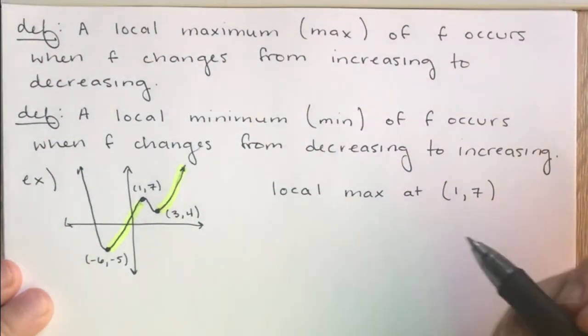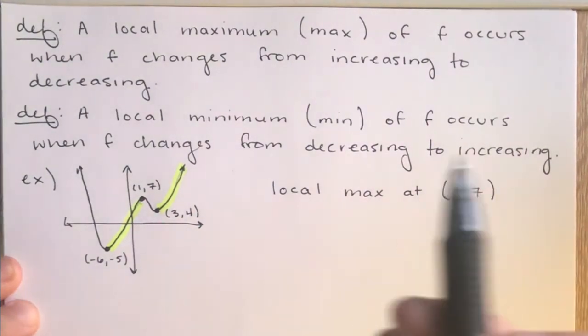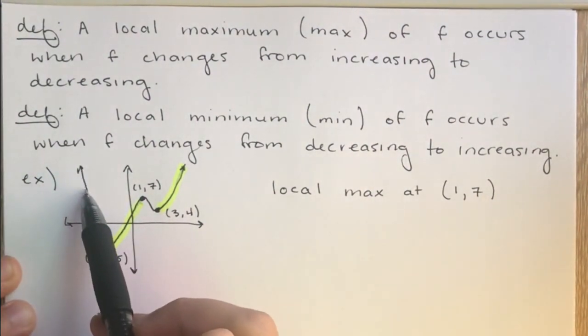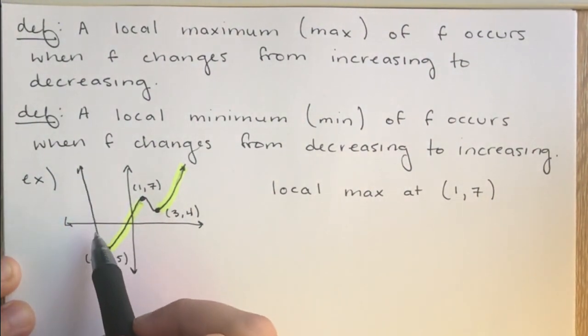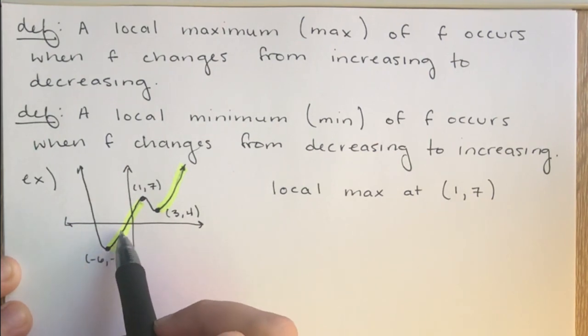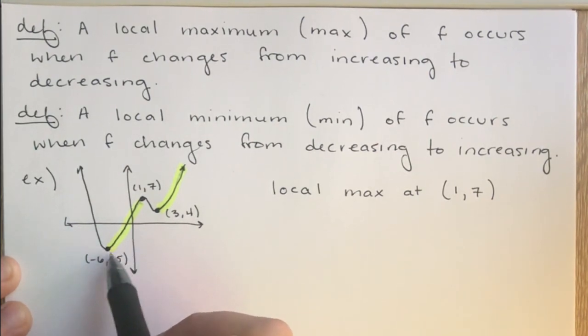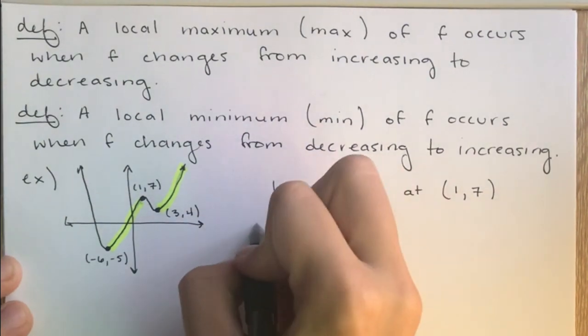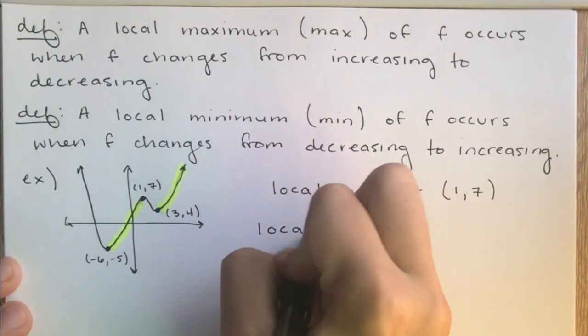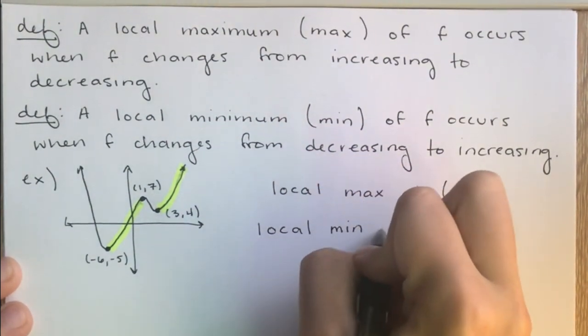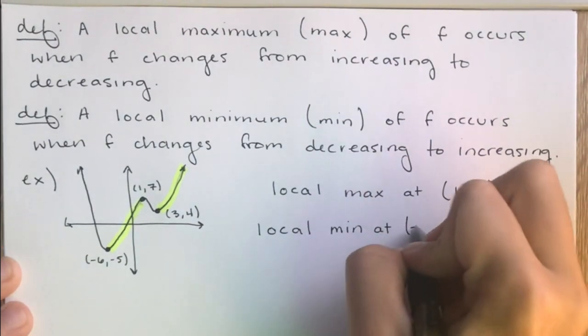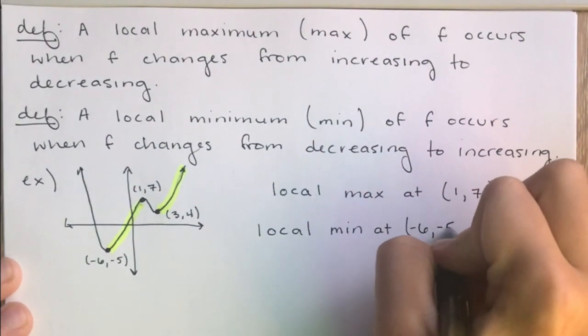Well, are we ever changing from decreasing to increasing? Let's check it out. So we trace along the graph from left to right. We are decreasing, and then all of a sudden we start increasing, right? So it looks like this is a local minimum. So we have a local min at the point negative 6, negative 5.